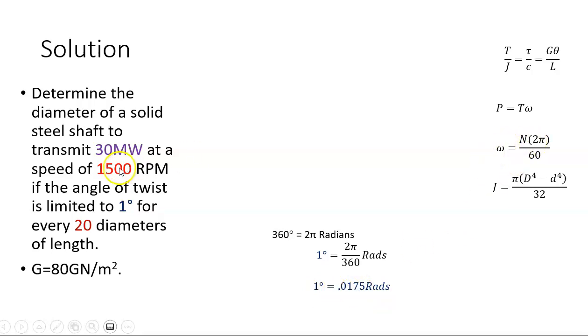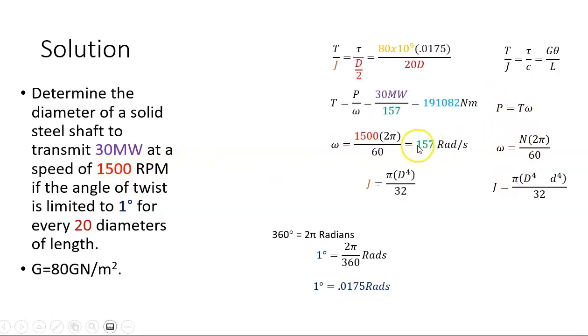If we start substituting in our values into these formulas, I can begin with N. So if N is 1,500, then omega works out to be 157 radians per second. Power is torque times omega, so torque is power over omega. So that's 30 megawatts, our question, divided by omega, which we've calculated to be 157, and that gives me 191,082 Newton meters.